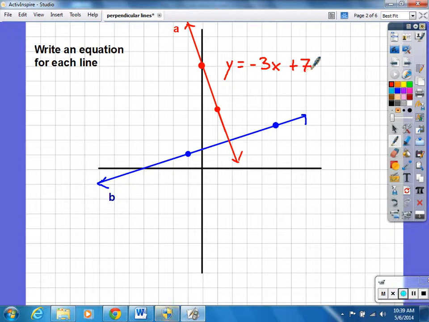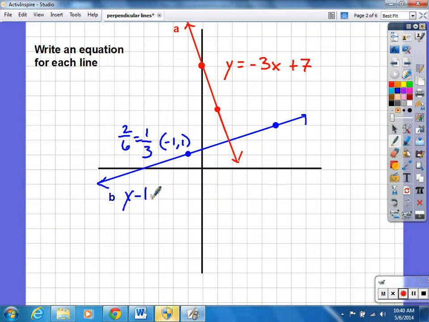plus 7. In line B, we can't easily identify the y-intercept because it's not an easy to read point. But I can easily see that there's a point here at negative 1, 1, and that the slope, if I count my rise over run, is up 2 over 6, so the slope is positive 1/3. I can now write my equation in point-slope form because I have the point and I have the slope. And if I have the point and the slope, we all know we can write an equation in point-slope form. So here's what we've got.